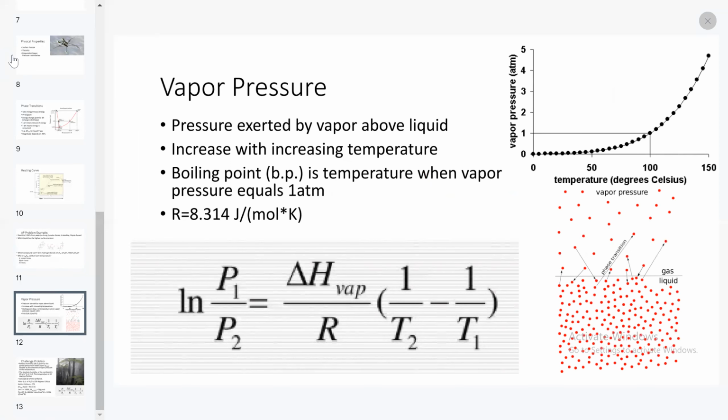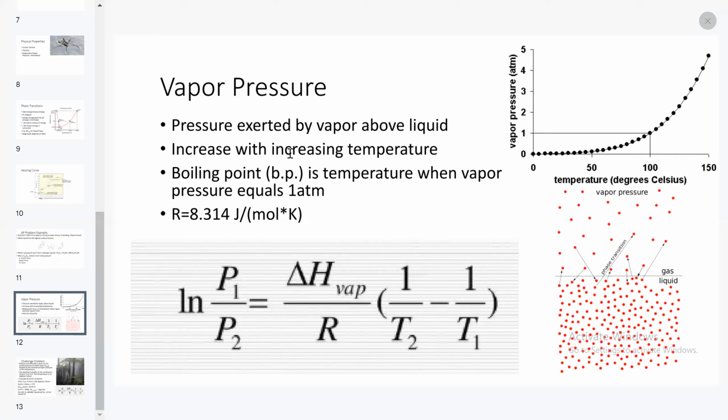I think this appears on the AP curriculum maybe. So it's a little bit of an extra topic. And this definitely will appear on any chemistry competitions you take. So, vapor pressure. Here we have a phase transition between a liquid and a gas. These gas particles are all flying around, and because of this, they do exert pressure. So we call the pressure of the vapor above the liquid the vapor pressure.